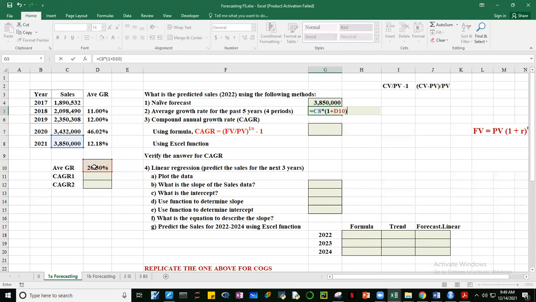Let me copy the formula here. It's equal to formula text so that you can see what the formula is for that specific cell.